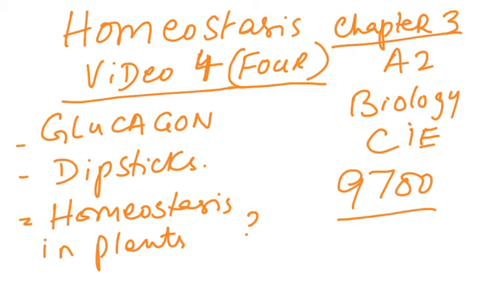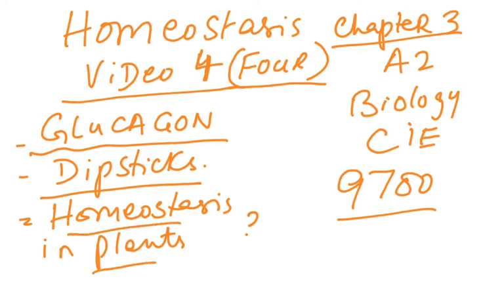In this video we're going to talk about the remaining part of the chapter, and I hope I can finish it. Number 1, we're going to talk about glucagon, then dipsticks and biosensors, and the third is homeostasis in plants. So we start with the hormone glucagon, which is produced by the alpha cells.